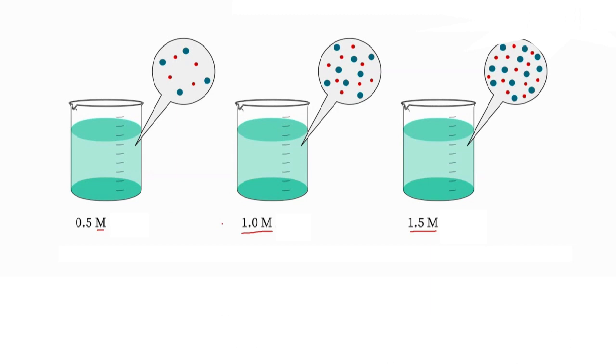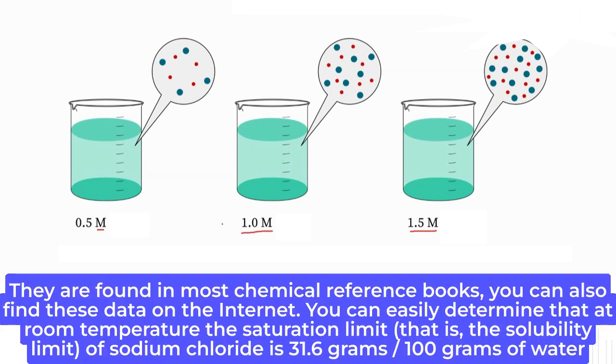Step 6. First of all, you need to find tables of solubility of substances. They are found in most chemical reference books. You can also find these data on the internet. You can easily determine that at room temperature the saturation limit, that is, the solubility limit, of sodium chloride is 31.6 grams per 100 grams of water.